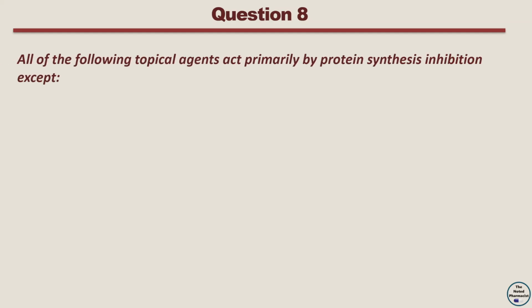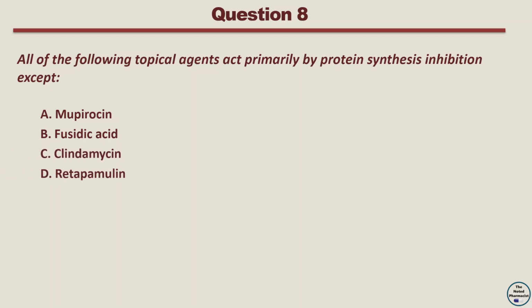Question 8. All of the following topical agents act primarily by protein synthesis inhibition except: Option A, mupirocin. Option B, fusidic acid. Option C, clindamycin. Option D, retapamulin. Option E, benzoyl peroxide.